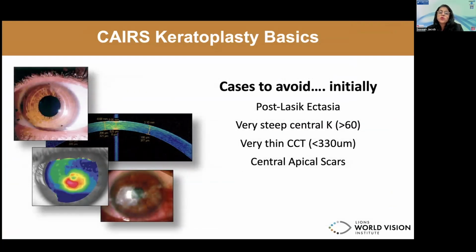What are the cases that you want to avoid initially? Post-LASIK ectasia, very steep central K of more than 65 diopters, I would say, not 60, very thin central corneal thickness of less than 330 microns, and large central apical scars, which are going to cause a decrease in vision.